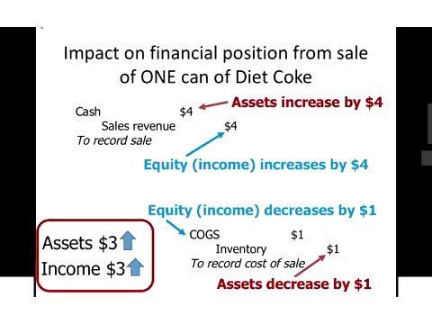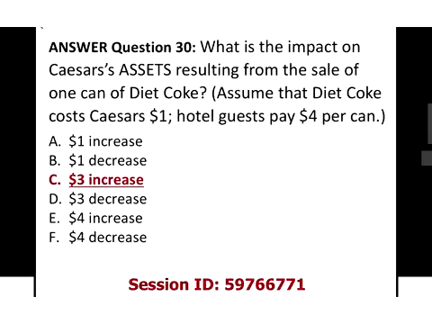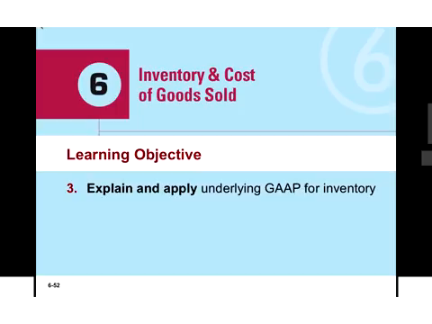Okay, 93% of you are right. Assets increased by $3 is the answer. There's no tricks here. So that $3 increase, and then, okay, now we're moving on.